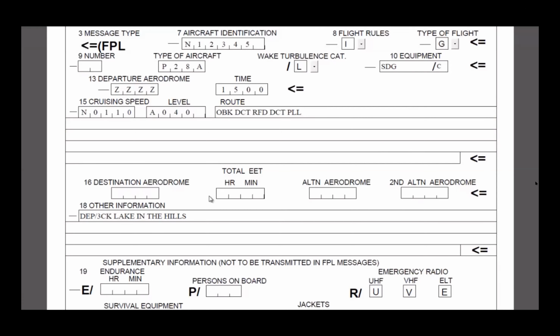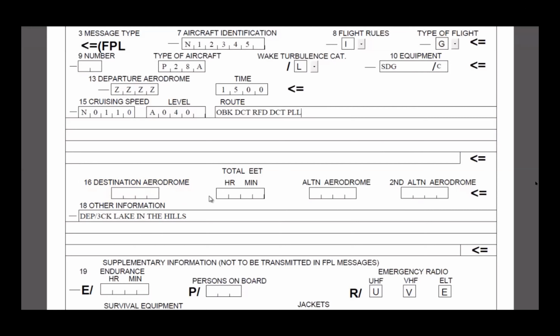In line 16, we have our destination aerodrome. That's our destination airport. The same rules apply here as when you fill out the departure airport information. If you're using 4 Z's for your destination airport, then you have to put the identifier of the airport and the name of the airport on line 18 again, following the letters DEST with a slash. That stands for destination.